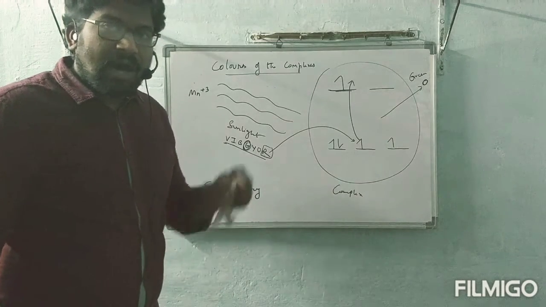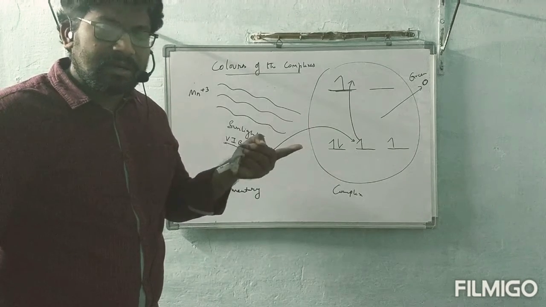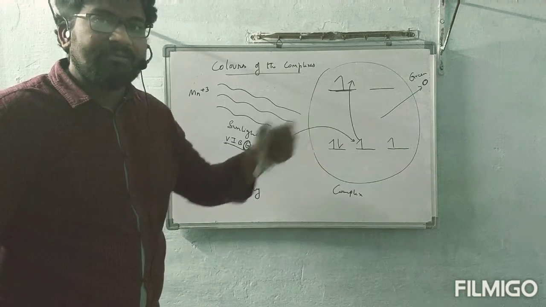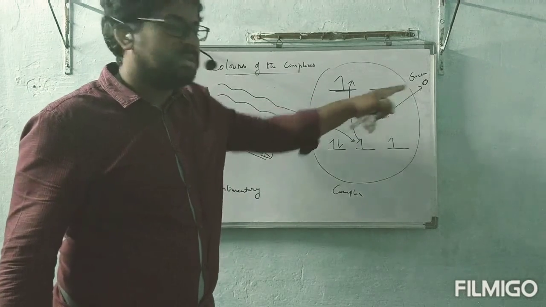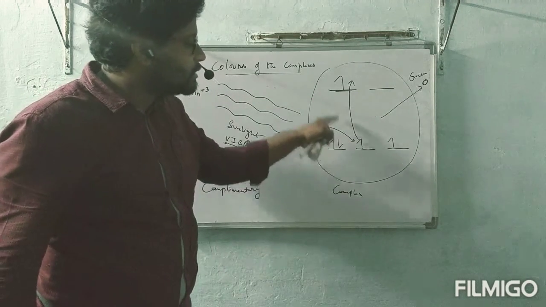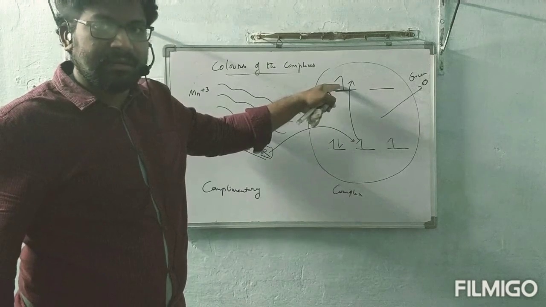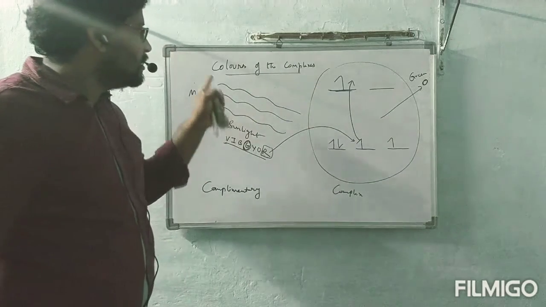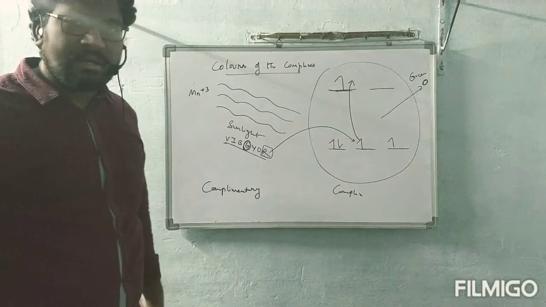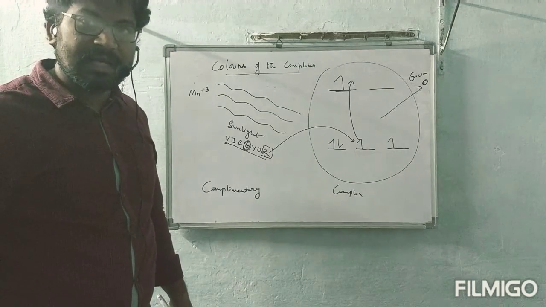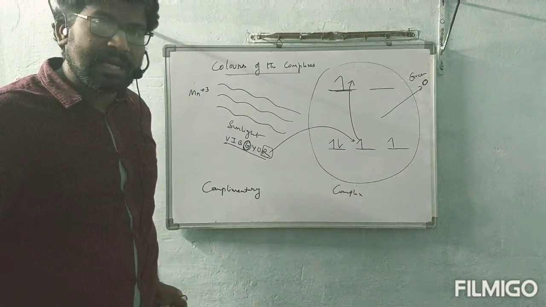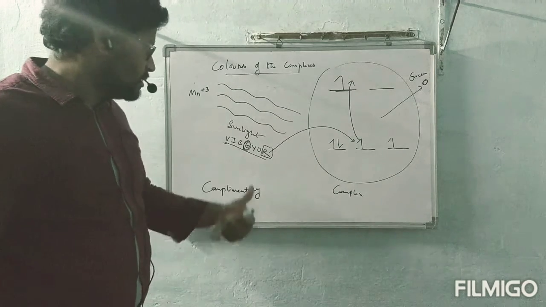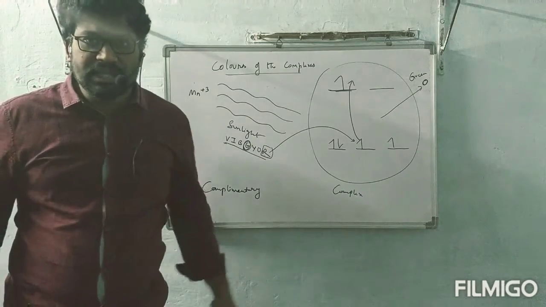Please remember, the complementary color that comes out is what appears to the observer's eyes. Here green color is the complementary color. Red is absorbed and that electron is excited to the high energy state. In this way, the colors of complexes were explained successfully by crystal field theory. I will give a little more clarity about this complementary color in the next class. I hope you are clear. Just observe this diagram, all of you.